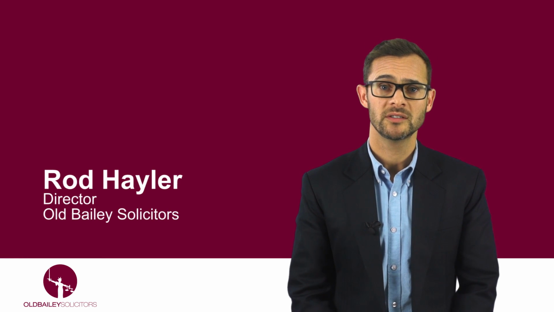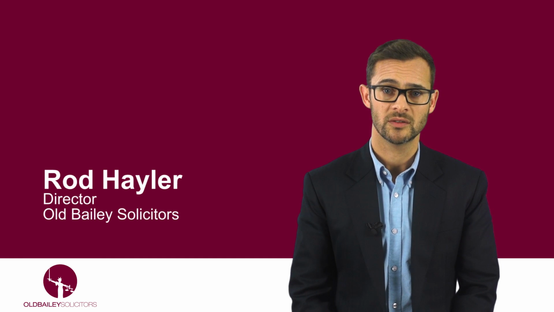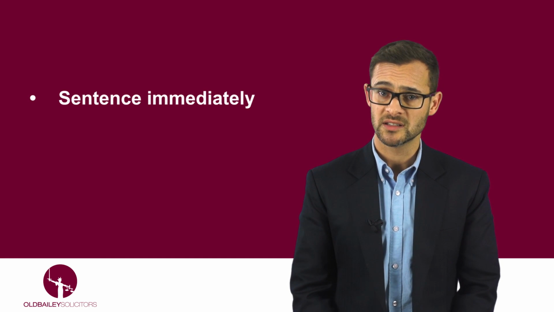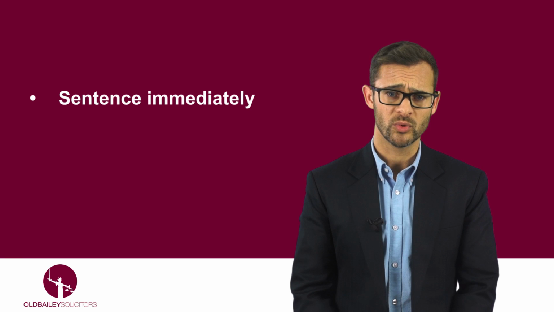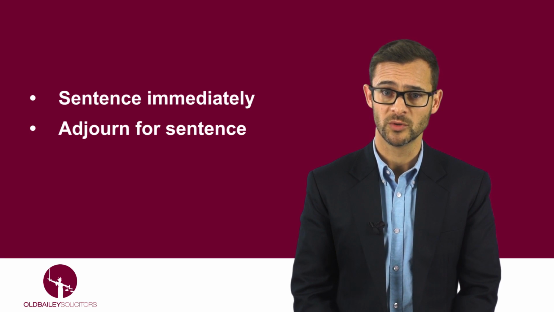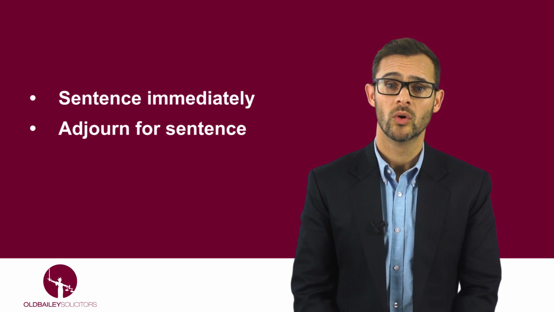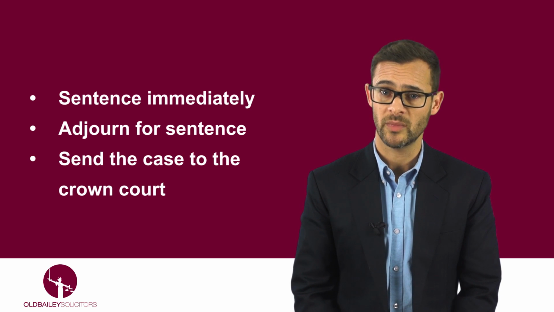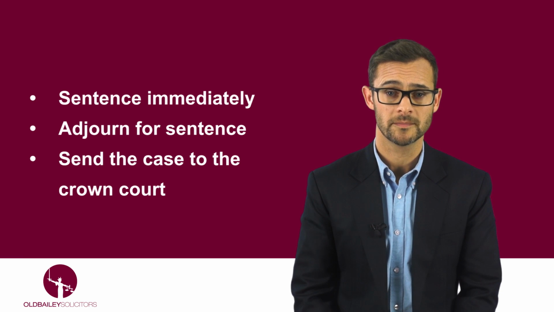In this video, I'm going to discuss how to make a basic plea in mitigation, which would follow a guilty plea or a conviction after trial. If you plan to enter a guilty plea to either a summary-only offence or an either-way offence, then the court will expect you to enter that plea on the first occasion. What happens then depends on the circumstances. The court will either sentence immediately, either without a report or with a report prepared on the day, adjourn for sentence so that a full pre-sentence report can be prepared, or send the case to the Crown Court for sentence if the magistrates' powers of sentence are insufficient.